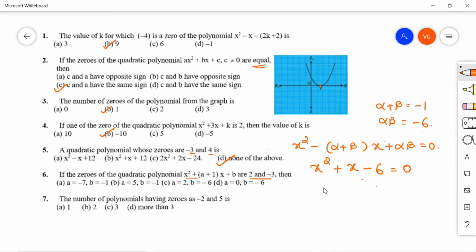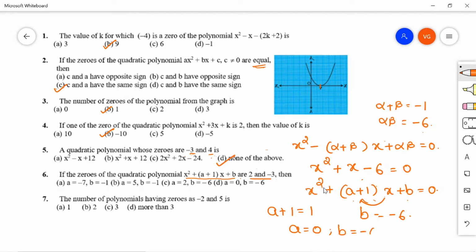But the quadratic equation is given as x square plus (a plus 1) into x plus b is equal to 0. Now compare the coefficients. Then I get a plus 1 is equal to 1 and b is equal to minus 6. So a is equal to 0 and b is equal to minus 6 is the solution for this question. So option D is correct here.